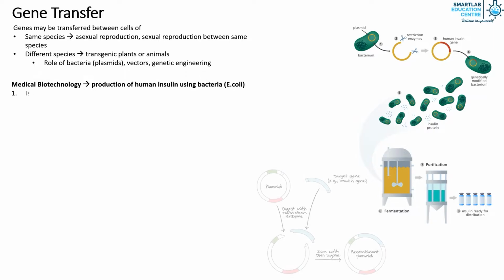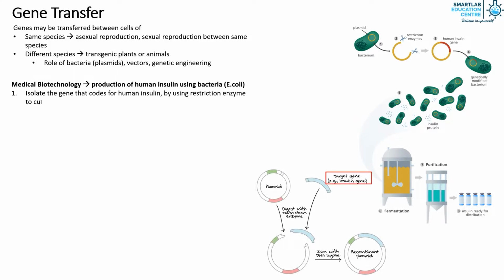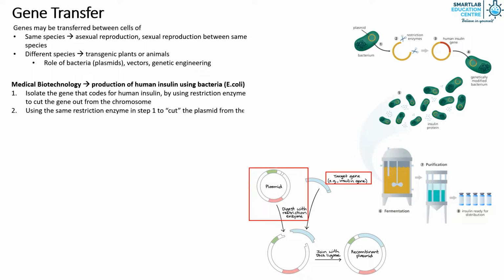The gene is isolated with the help of restriction enzymes that cut the gene out from the chromosome. The next step is to use the same restriction enzyme and cut the plasmid from the bacteria. Plasmids are small extrachromosomal DNA molecules within a bacteria cell that are not part of the bacterial chromosomal DNA.